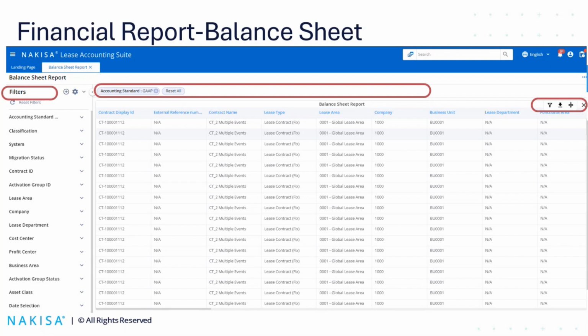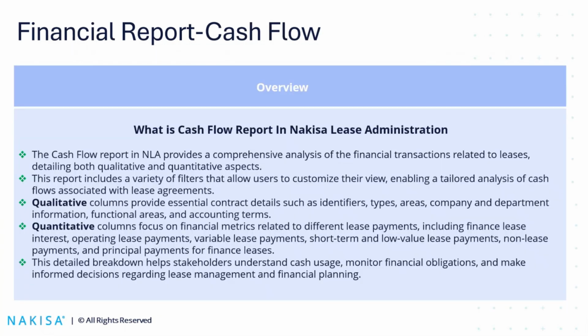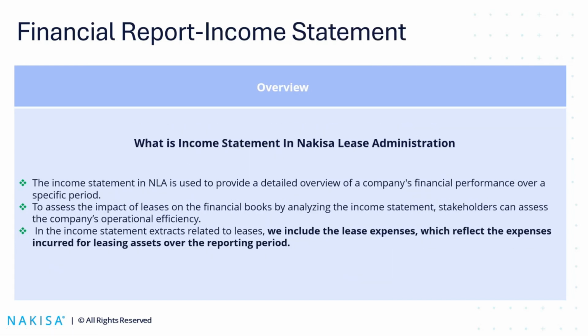The balance sheet report will give you the balances for the period end that you have selected. The cash flow report shows you analysis on the financial transaction related to leases for, again, both qualitative and quantitative. It will show you the cash flow associated with the lease agreements that you have and the payments that have been made. The income statement report, again, self-explanatory, will include the lease expenses, which reflect the expenses incurred for the lease of the assets over the period selected.